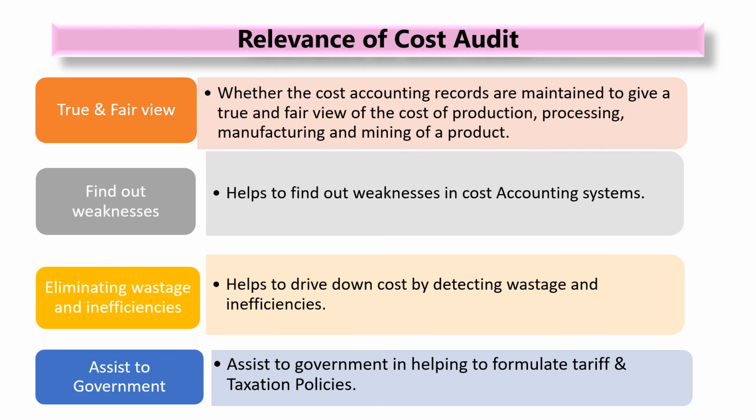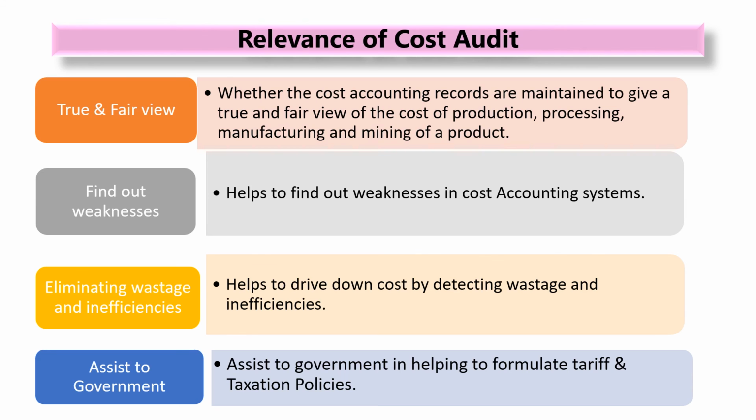Second is find out weaknesses. Cost audit helps to find out weaknesses in the cost accounting system. For example, inventory valuation. As per the cost accounting system, if any industry or concern has adopted any inventory valuation mechanism, whether such mechanism is properly working or not, you can check it with the help of conducting the cost audit.